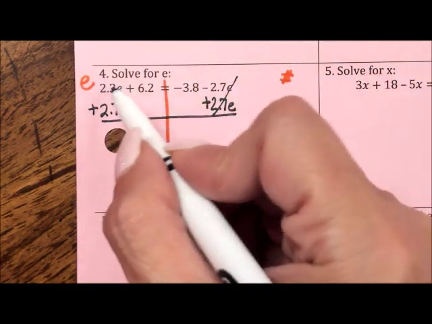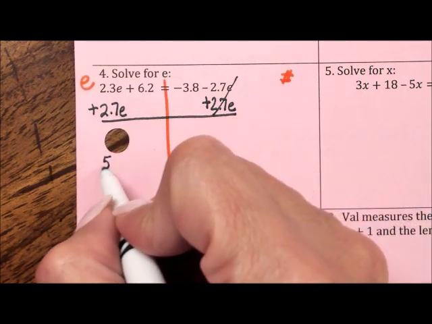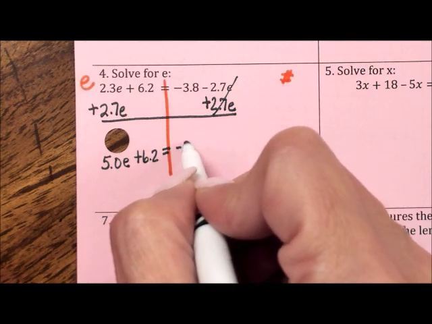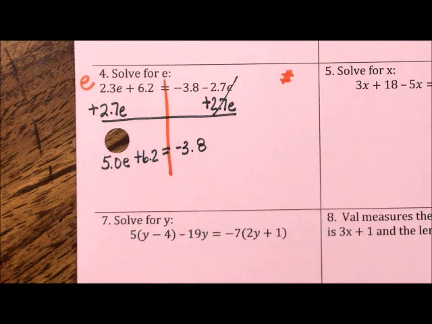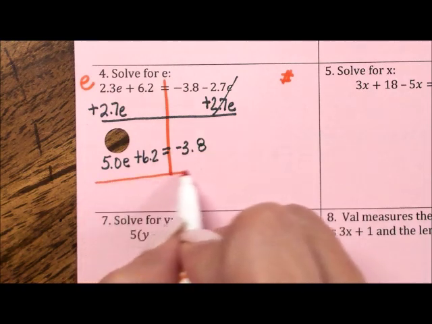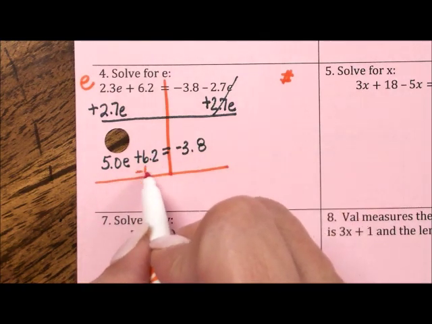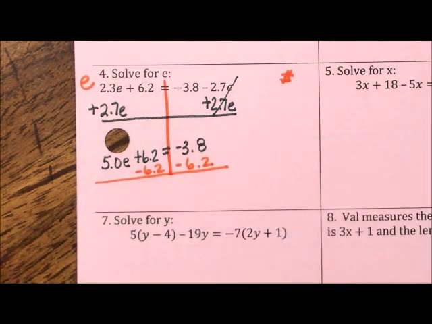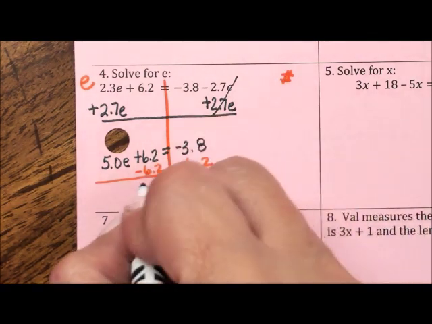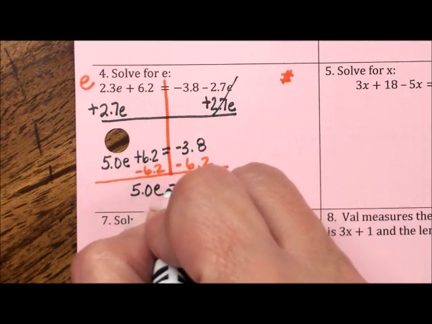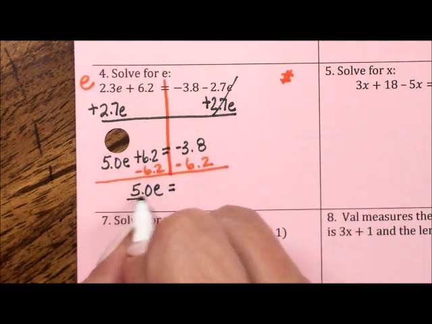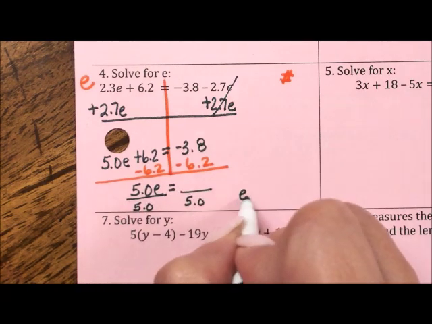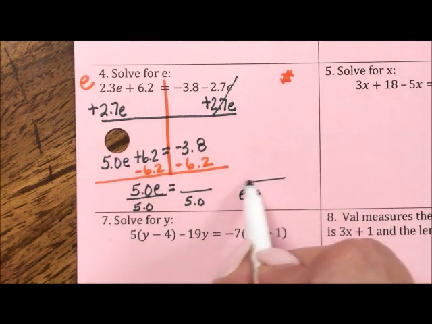That will cancel. When I add this, I get 5.0 E plus 6.2 negative 3.8. Well, I want to move that 6.2 to the other side, so I'm going to subtract 6.2. I'm going to let you add this together, and I'm going to have 5.0 E equals whatever this is. And then I'm going to divide both sides by 5.0, and that's going to give me E equals something. Be sure you circle it so I can find it.